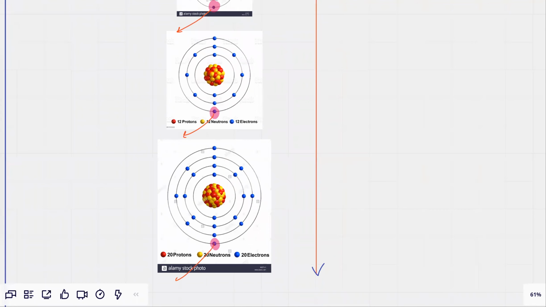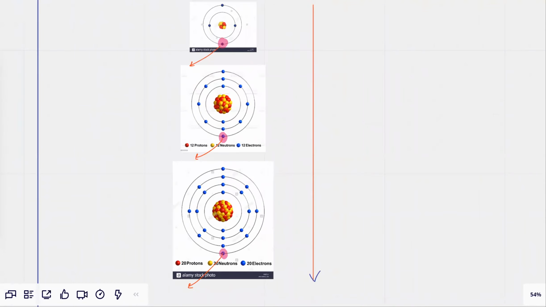By just looking at them, which one do you think is easier to remove? Is it going to be this one or this one? What happens down the group? Calcium. Which one? The one with lots of shells. Okay, so this one would be easy to remove electrons. So what happens is that ionization energies decrease down the group. It becomes easier to remove electrons.